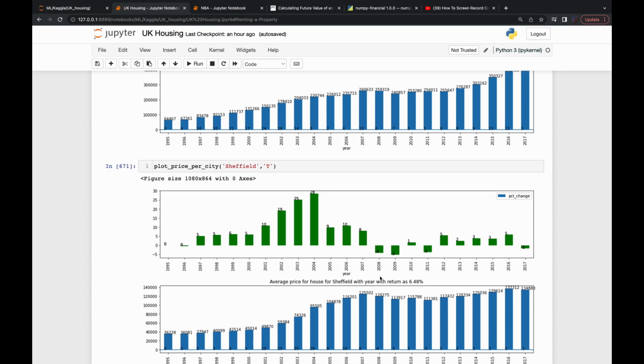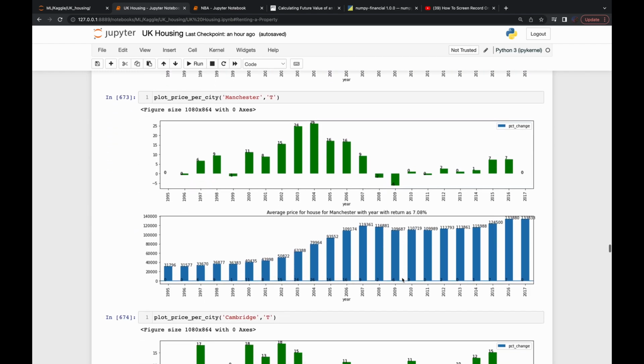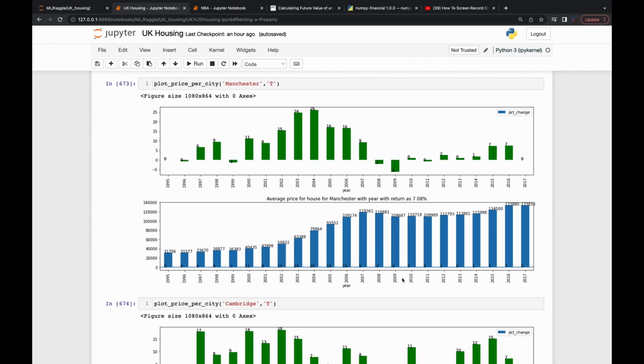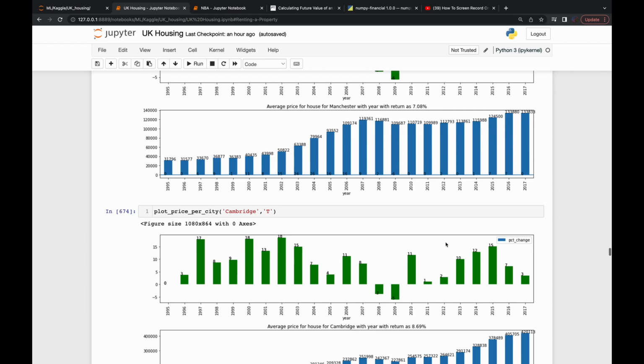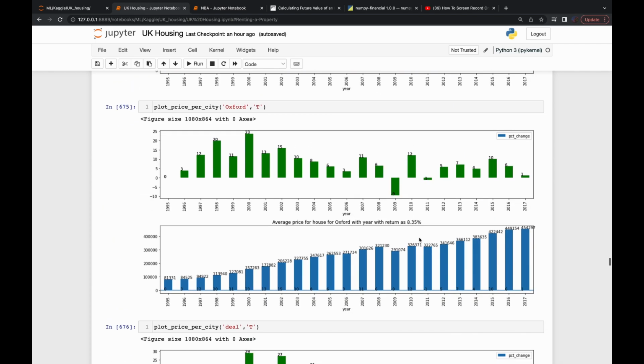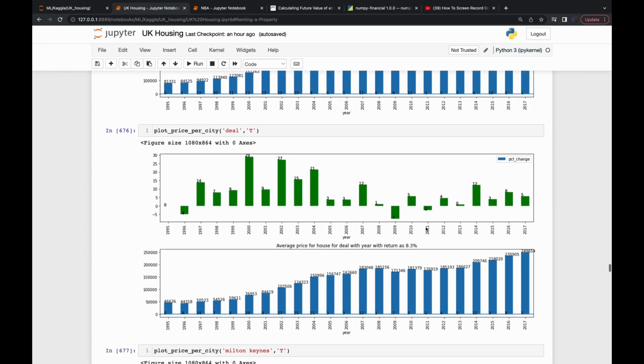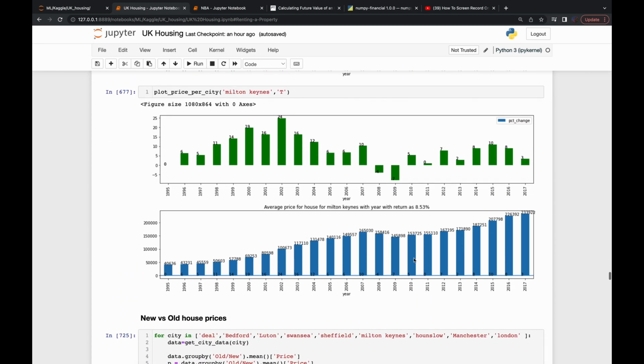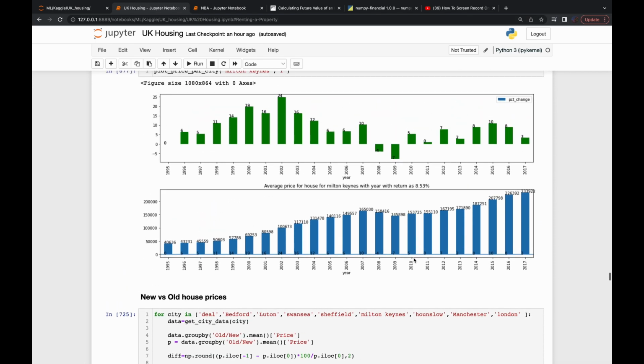Now if you look at Sheffield, it's 6%. So where it is farther away from London, probably the price increase is lower. Manchester 7%, Cambridge 8.5%, Oxford 8.5%. Now Deal 8%. So yeah, you get the picture.